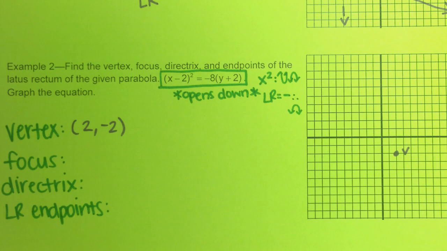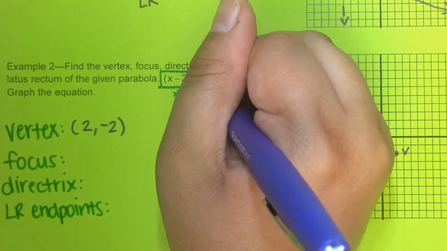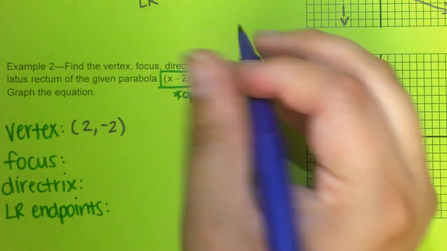Okay. What else do I know? Louder? The directrix. Where's the directrix going to be? How do I know? How do I find P? Yeah. Do y'all agree this right here is my LR?